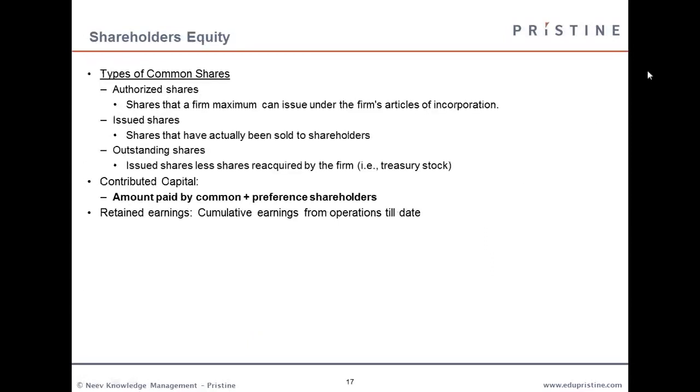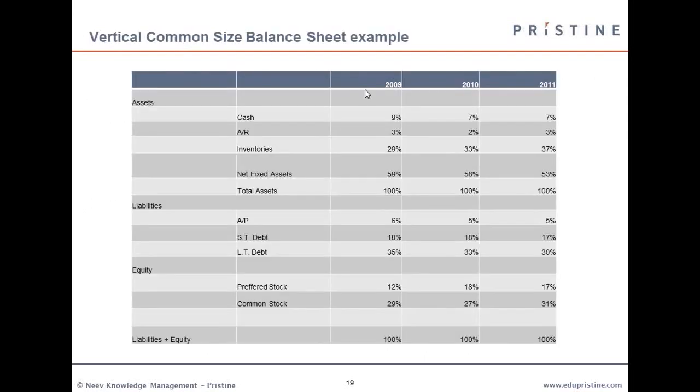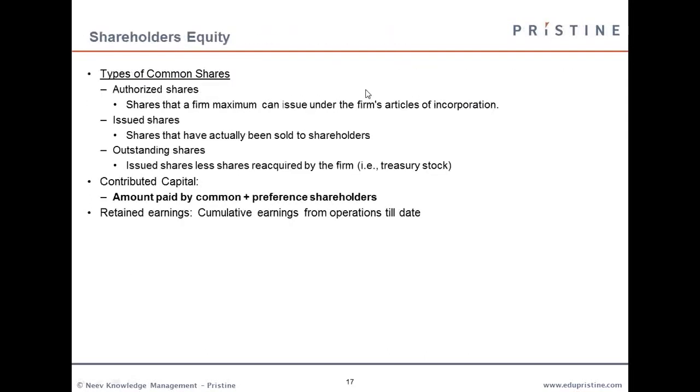So the final component of the balance sheet is the shareholders' equity. The shareholders' equity consists of common shares, preferred shares, treasury stock, and the retained earnings. We'll look at each of these things in detail. So in case of common shares, we have authorized shares, issued shares, and the outstanding shares.